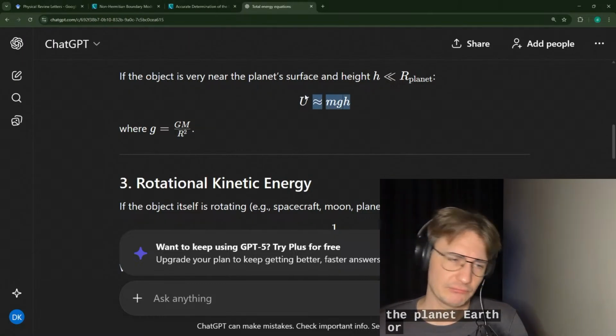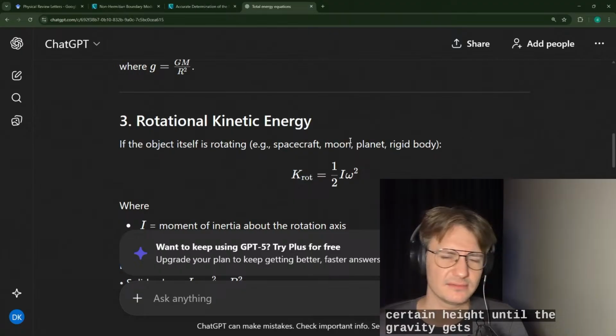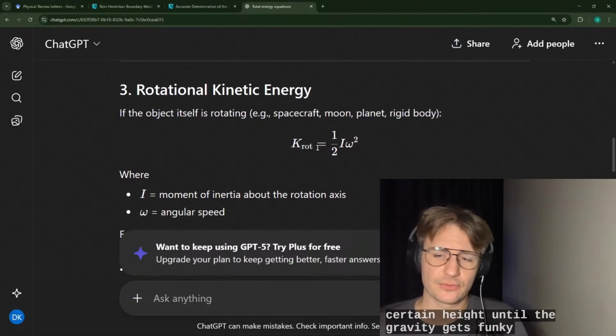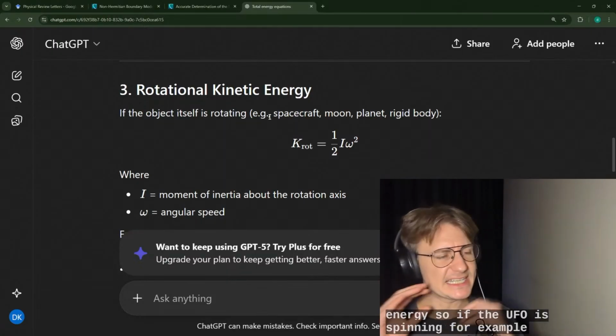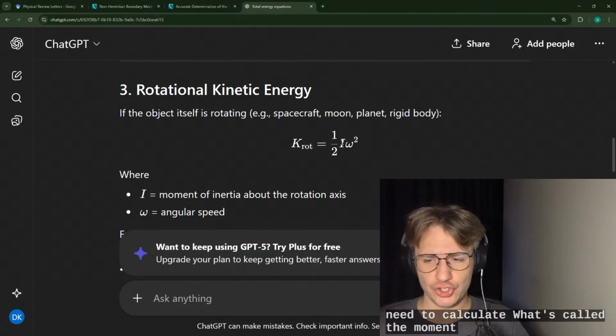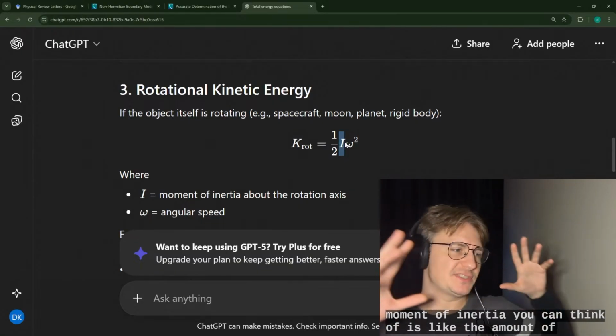Or MGH, up to the limit of a certain height, until the gravity gets funky. And then the rotational kinetic energy. So if the UFO is spinning, for example, then you need to calculate what's called the moment of inertia, I. The moment of inertia you can think of as like the amount of spinning mass that it has.